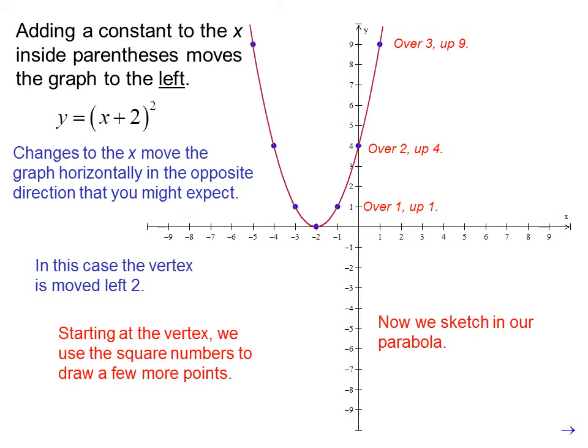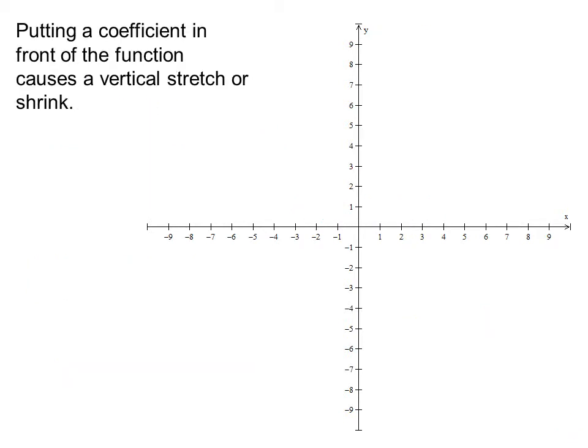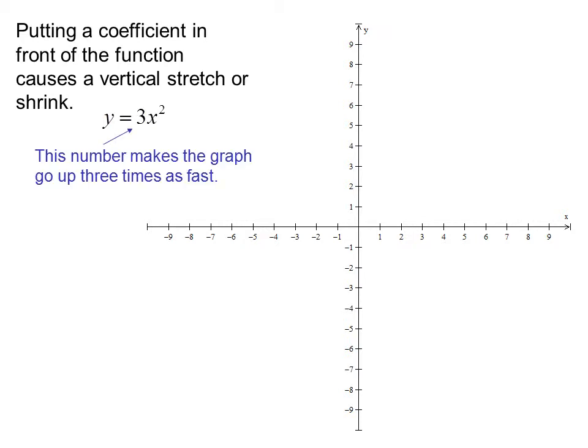So we see we have the same shaped parabola, just shifted left 2. Putting a coefficient in front of the function causes a vertical stretch or shrink. Here our example is y equals 3x squared. This number makes the graph go up 3 times as fast. We haven't moved the vertex, so it's still going to be at the origin 0, 0.